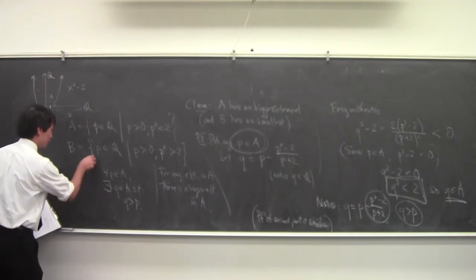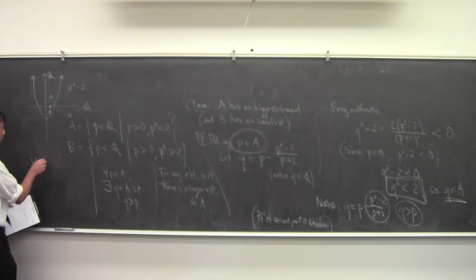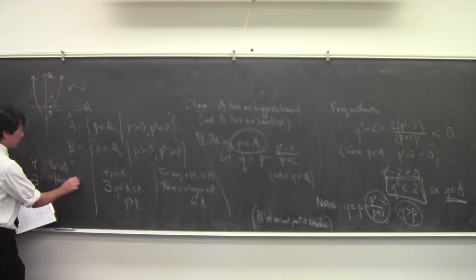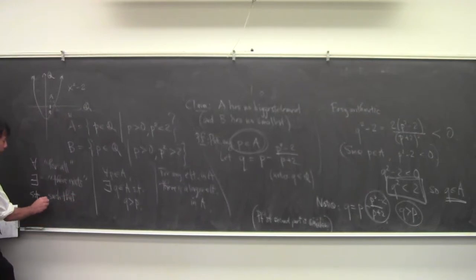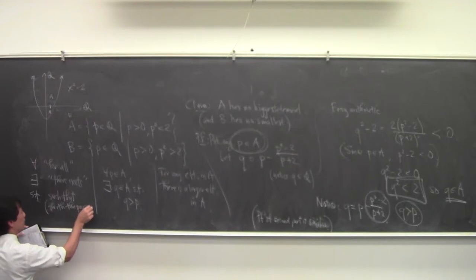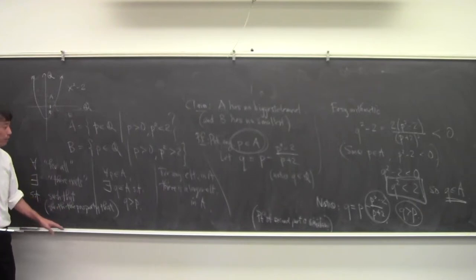Maybe I should remind or introduce people to the terse notation. The upside down A means for all. The backwards E means there exists. S.T. is an abbreviation for such that. Such that, I think, is kind of old fashioned English. Maybe in modern English you should say with the property that. This is notation that every mathematician uses.